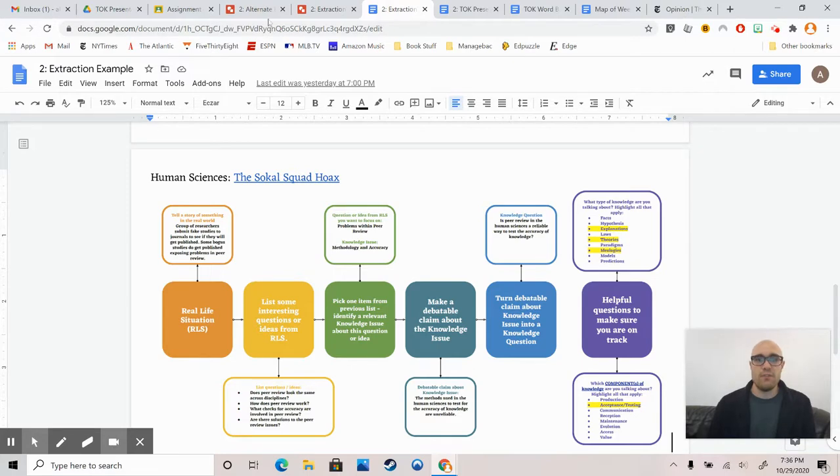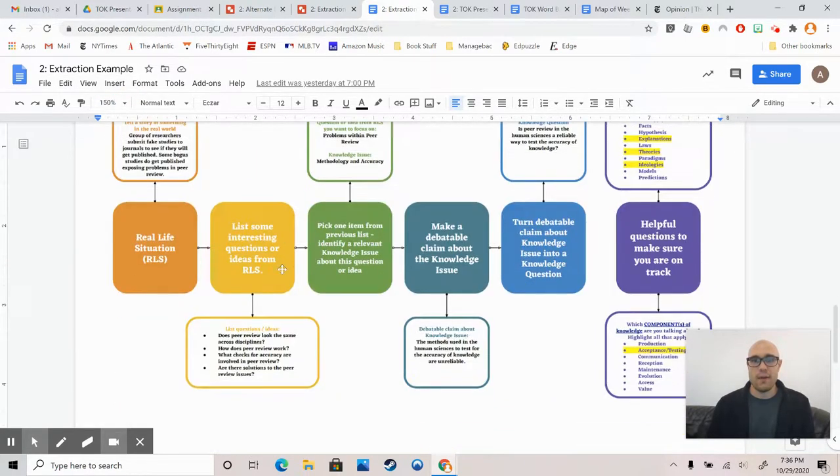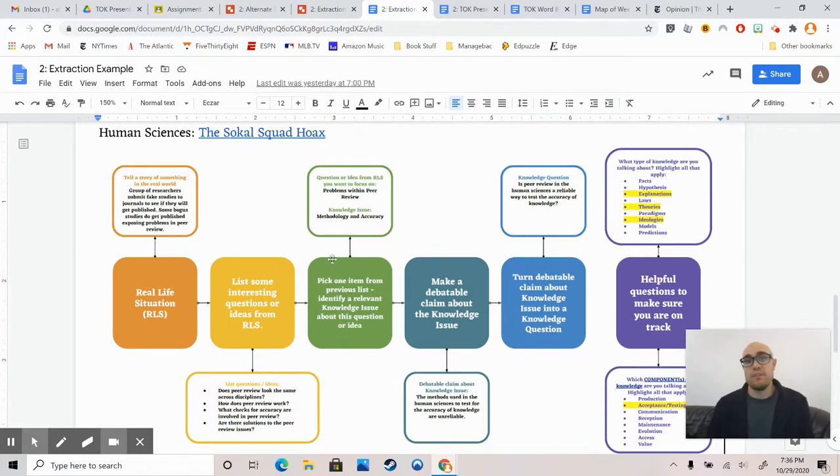That was what I started focusing on, the questions that I had about this, some ideas that I had. Does peer review look the same across disciplines? How does peer review even work? What's involved in peer review? What are the checks of accuracy in peer review? And then, are there solutions even to this thing?